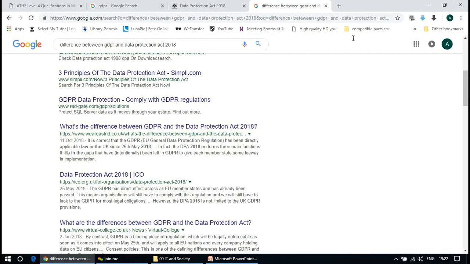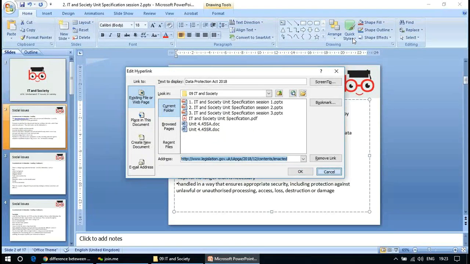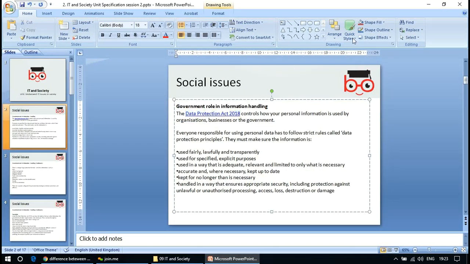It is correct that the GDPR has been directly applicable law in the UK since 25th of May 2018. In fact, the DPA 2018 performs three main functions. So they are basically different. However, the GDPR is based on the EU, it looks like. Okay, so generally we are going to talk about how government plays a role in information handling.